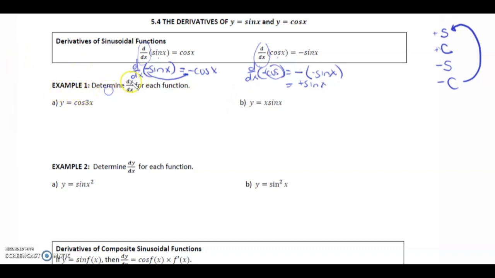Example 1, determine dy by dx for each function. a, y equals cos 3x. So dy by dx equals, the derivative of cos is just negative sine. So we're going to write negative sine, and this right here is our normal 3x. But because this is not the function x and it's actually a different function, we have to use chain rule, so times 3. And this can just be simplified to negative 3 sine 3x.